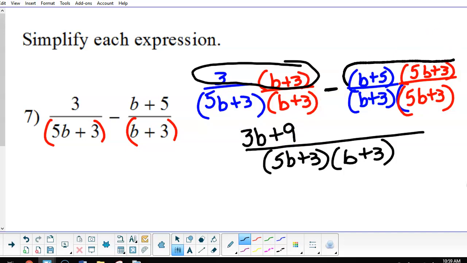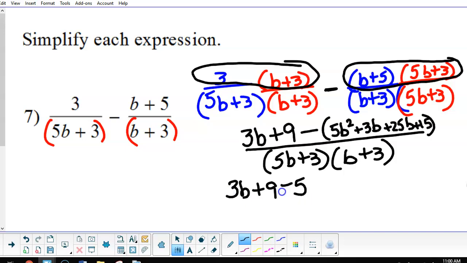But I think we need to multiply these together. But then we're still going to have to do what when we're all done? Subtract all of those, right? So I'm going to go ahead and write minus. You could write it up above and then distribute the negative. But if I FOIL'd those together, 5b times b would be 5b squared. B times 3 would be plus 3b. 5 times 5b would be plus 25b. And 5 times 3 would be plus 15. But I still need to do what? Distribute the negative. So it becomes 3b plus 9 minus 5b squared minus 3b minus 25b minus 15. Could have combined some terms along the way if you wanted.